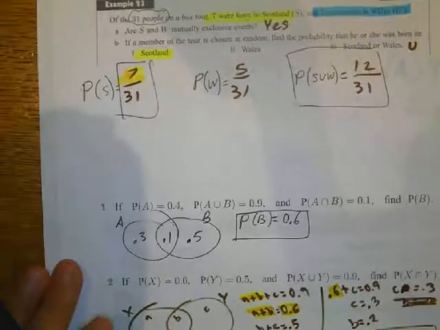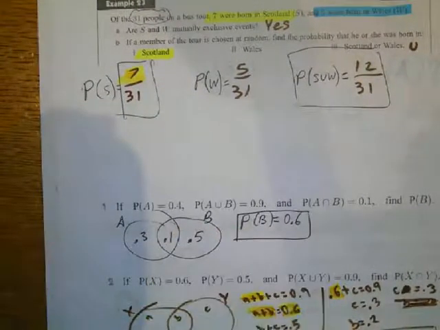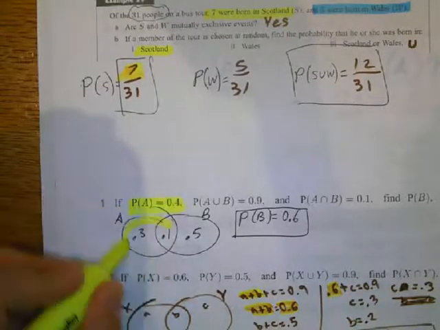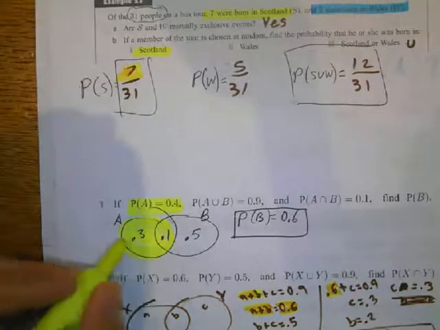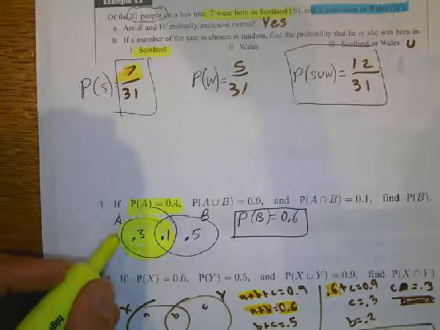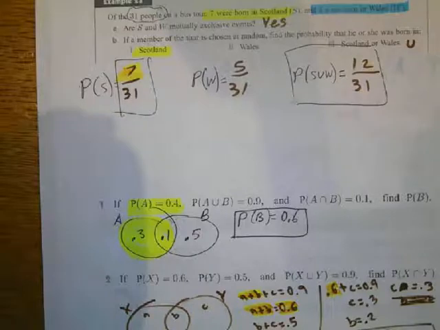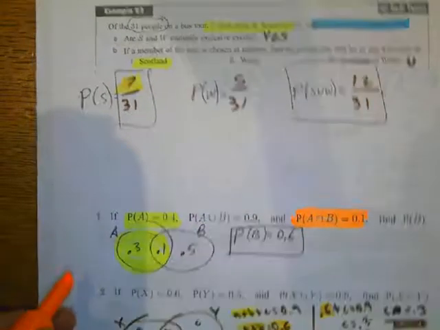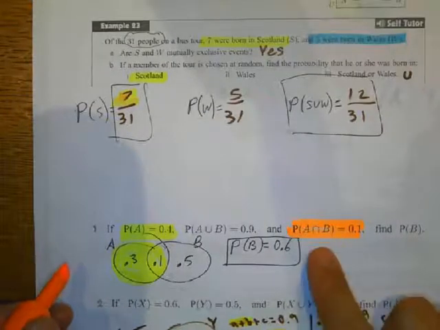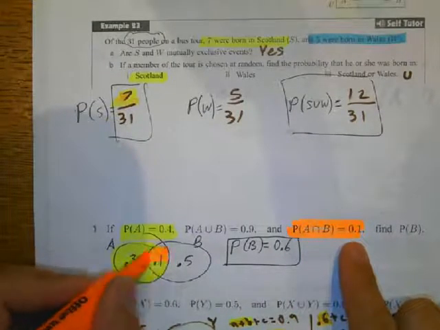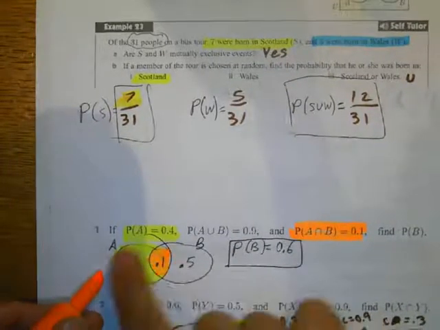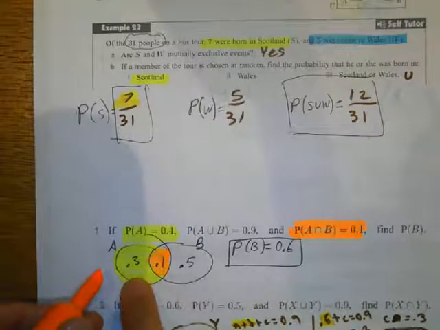Okay, let's look at the next one here. The probability of being A is 0.4. So we know that this here has to be some of 0.4. The very first thing I look at is this right here. We know that the intersection is 0.1. So the very first thing I wrote down was that this here has to be 0.1. Then I know that this whole yellow circle has to be 0.4, so this has got to be 0.3 because these two have to add up to 0.4.